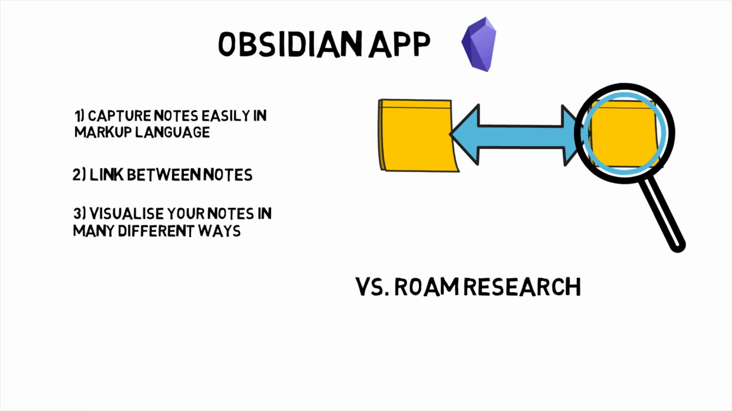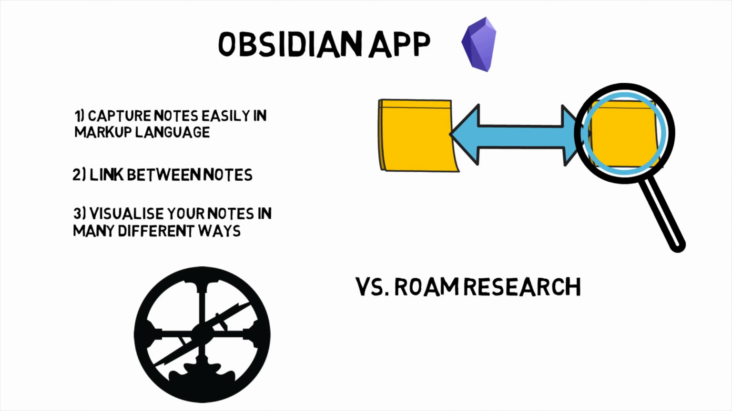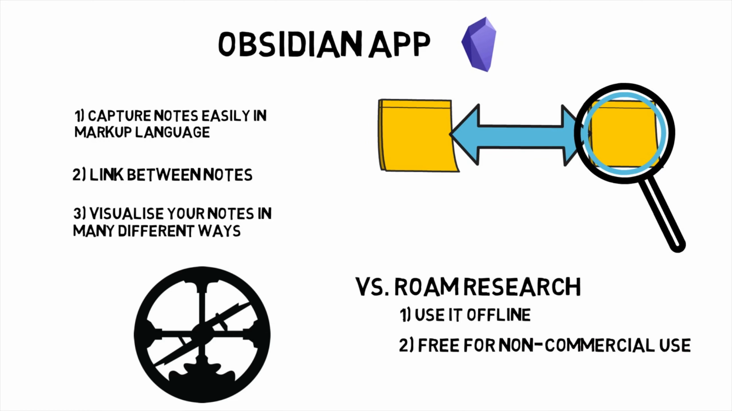Obsidian is a similar product to Roam Research, but the main difference is Obsidian notes are stored offline. This is something I prefer, just in case something happens to the hosted service. Obsidian is free for non-commercial use.